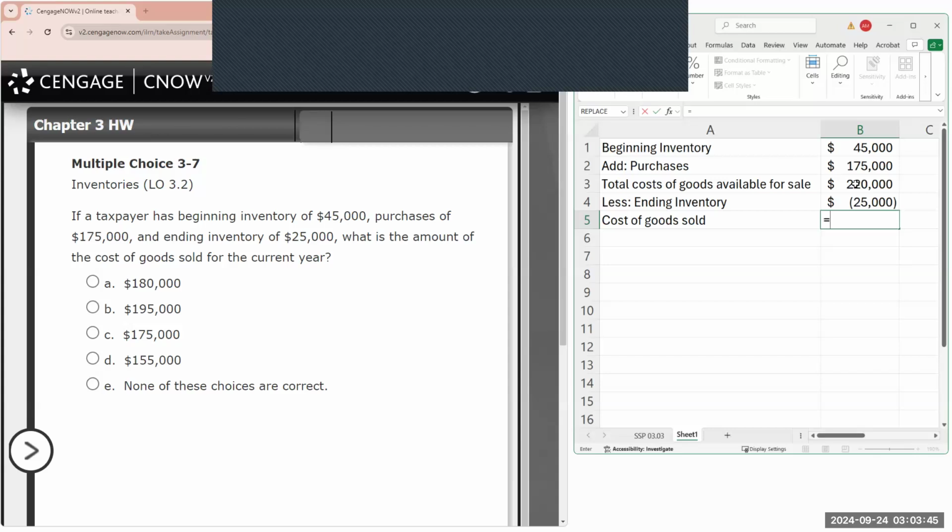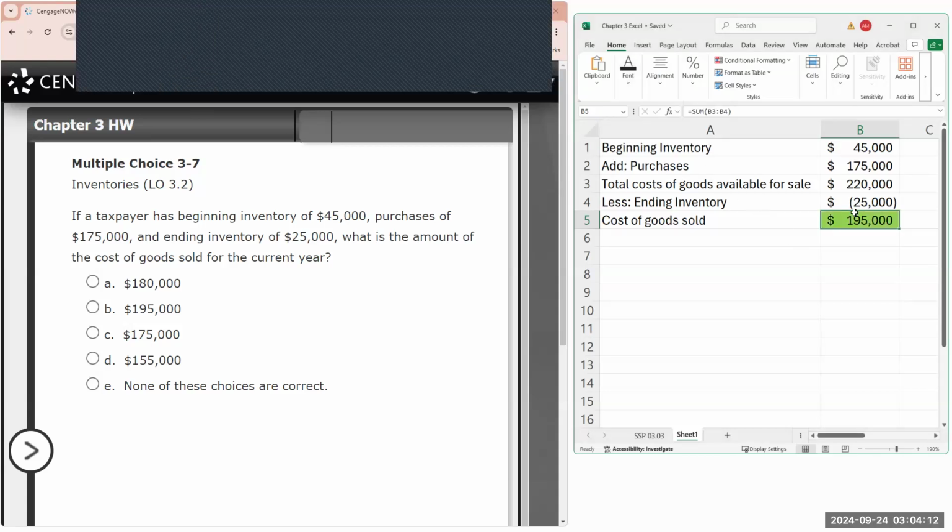So we had $220,000 worth of goods available for sale, but at the end of the year, we only have $25,000 left. Based on that logic, that would mean that we sold $195,000 worth of inventory. So our correct answer would be B.